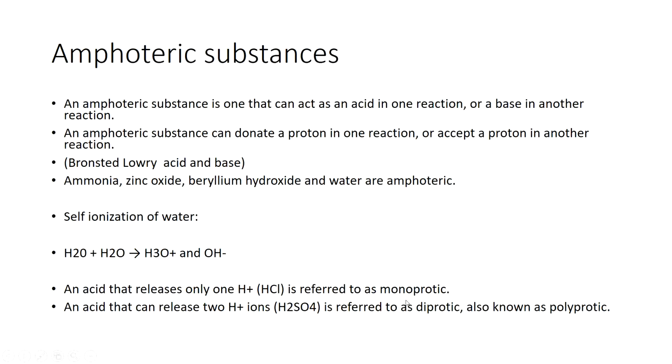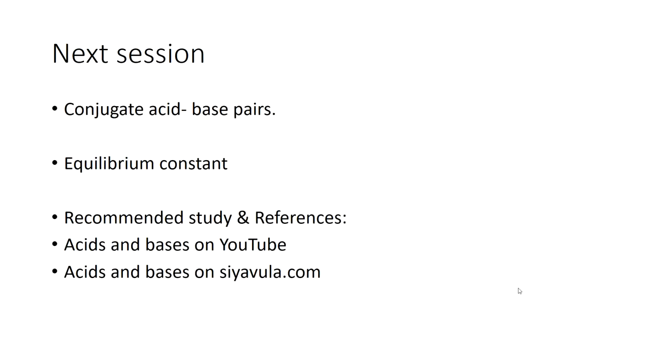If it is 2, it is going to be di. If it is 1, it is going to be mono. And then if it is more than 2, it is going to fall under polyprotic. Poly means many, right? So it will be polyprotic. Please note that.